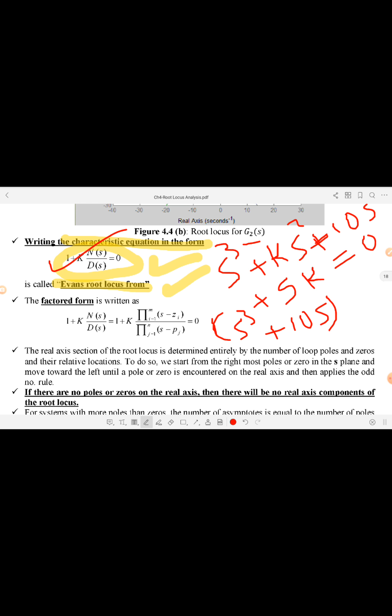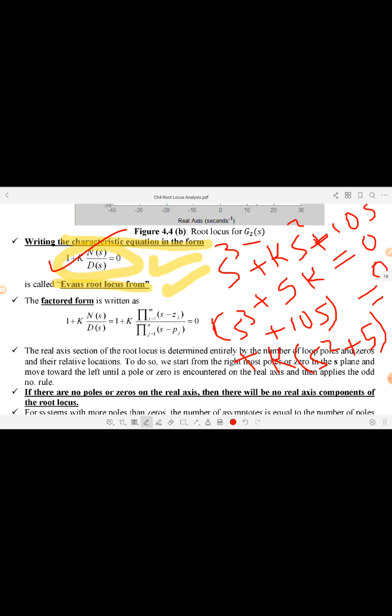These are the terms non-containing k. Okay, and then after that we will continue plus k multiplied by s squared plus 5. Okay, and all of this should be equal to 0.